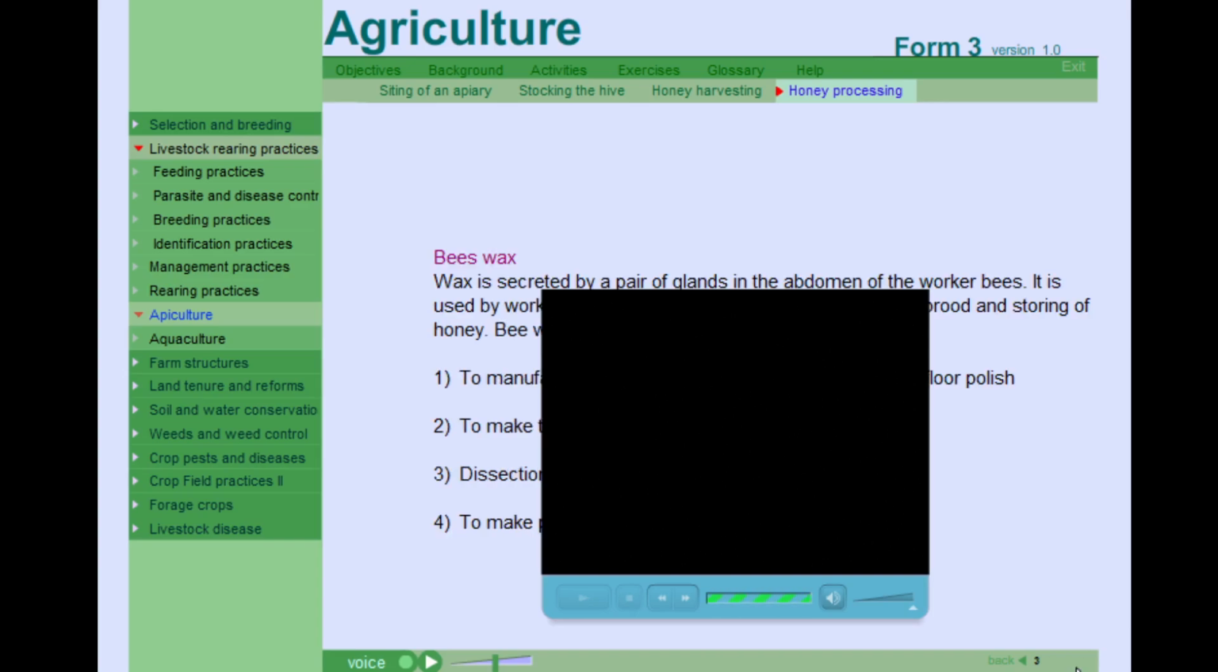Beeswax. Wax is secreted by a pair of glands in the abdomen of the worker bees. It is used by worker bees to make combs for raising the young brood and storing of honey. Beeswax can be used in the following ways: to manufacture creams, ointments, candles, shoe and floor polish, to make teeth impressions for filling and replacement, dissection of small insects in laboratories, and to make peel coatings.